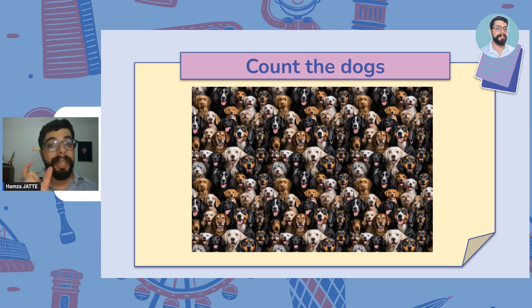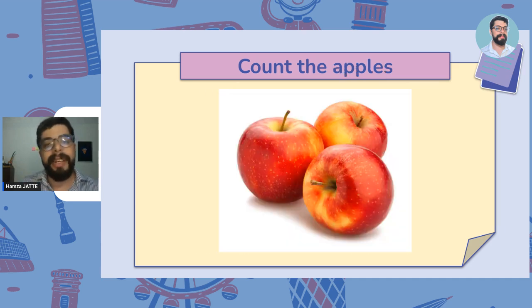The expression that we used, a lot of, does not define a very specific number, but rather it just gives me an idea about the number of dogs. There are a lot. Maybe it's 20, maybe it's 30, but in general, there are a lot of dogs on the screen. Let's go to the next picture.